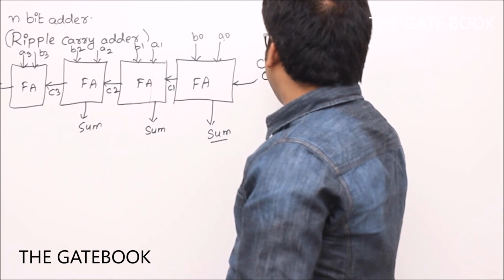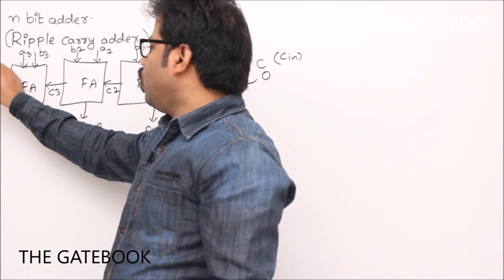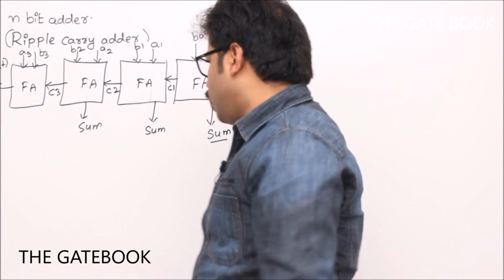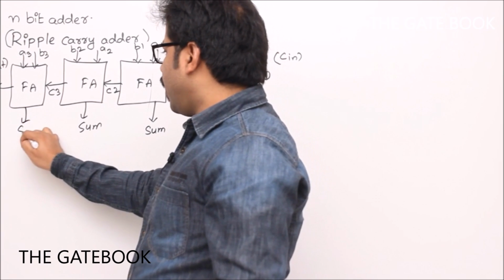This is also known as C in. Just symbolically. There is no meaning, so there is no significance to the names. Don't worry. You can say C out also if you want. This would be the sum, right?